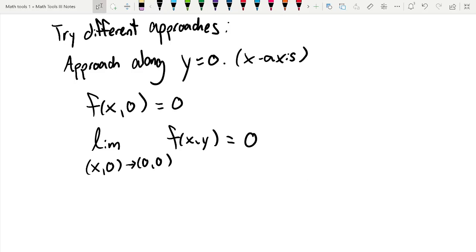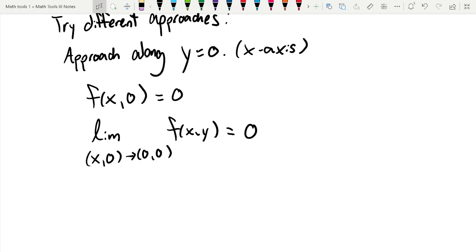So that would be analogous to coming in from the right or left in single variable calculus. And we'll look at the graph of this after we do it mathematically here. So let's approach now along the y-axis. So these are kind of the typical first two choices.